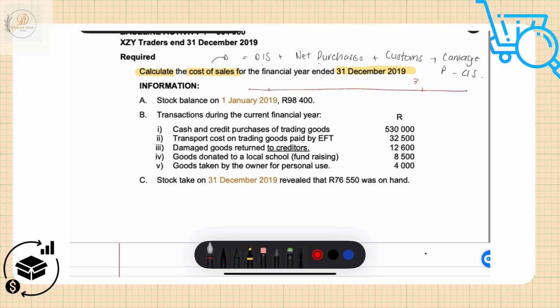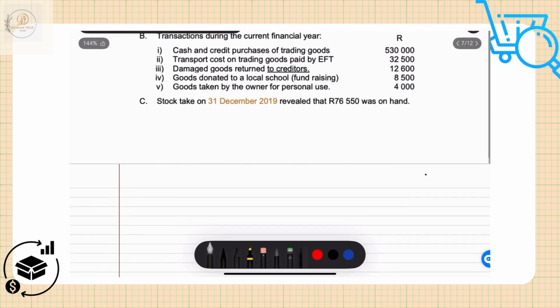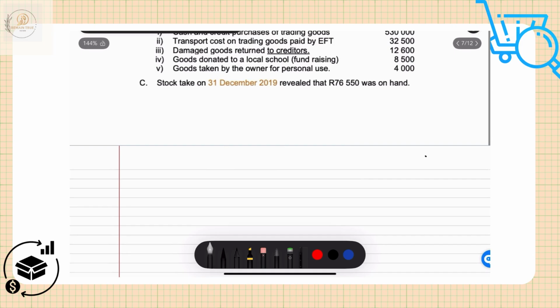If our year end is 31 December 2019, we know the opening of our year, so the beginning of the year, will then be 1st Jan 2019. So we know this is opening stock. So we can take our pen and start to write that in our answer book.